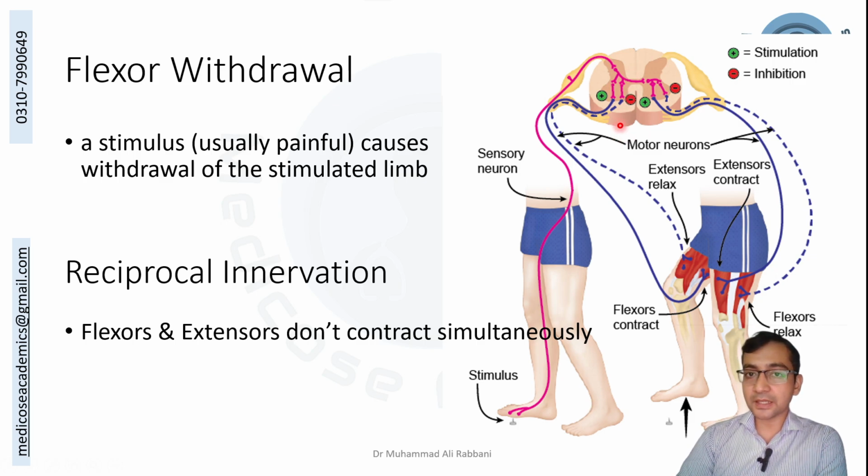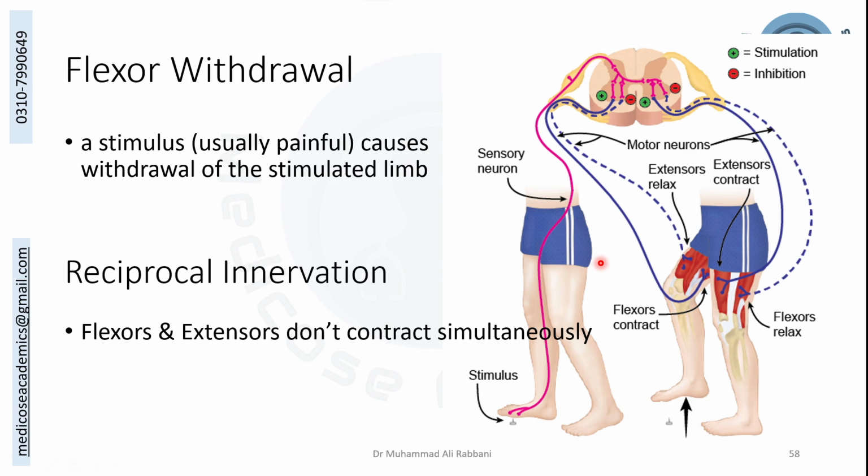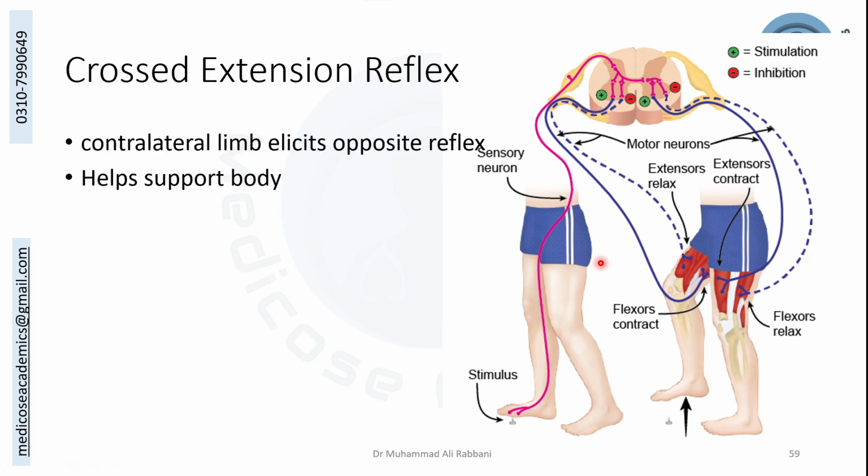So this is called reciprocal innervation, reciprocal inhibition, that the extensor muscles at the same time are relaxed. Extensors are relaxed. And if you did not notice before, you can notice now. Even in the muscle stretch reflex, there was reciprocal inhibition, that when the quadriceps was contracted, the hamstring was relaxed, was inhibited. So this is called reciprocal innervation.